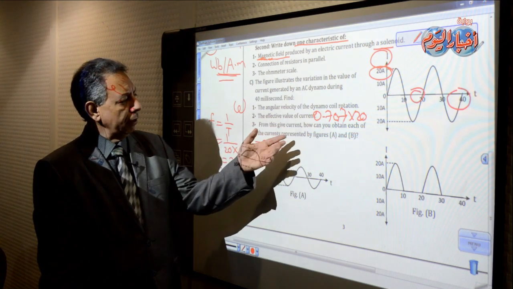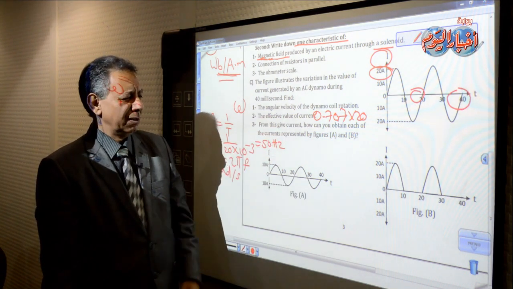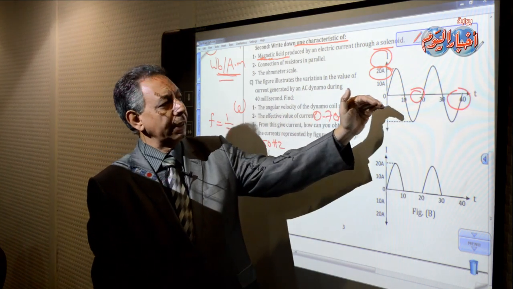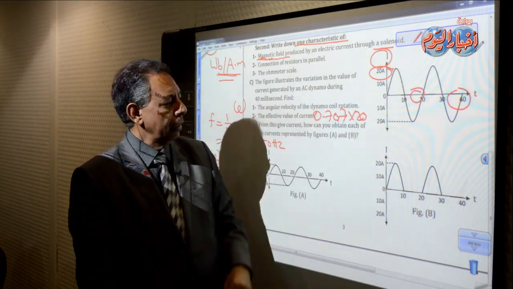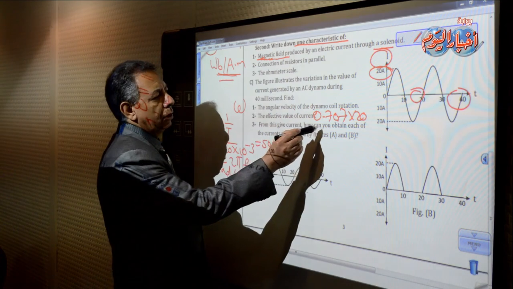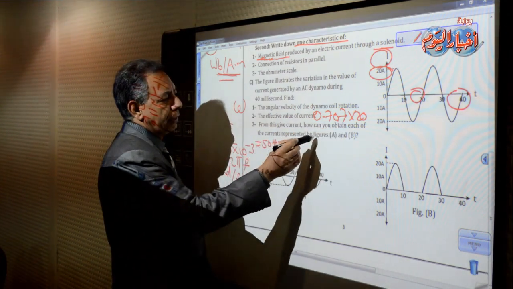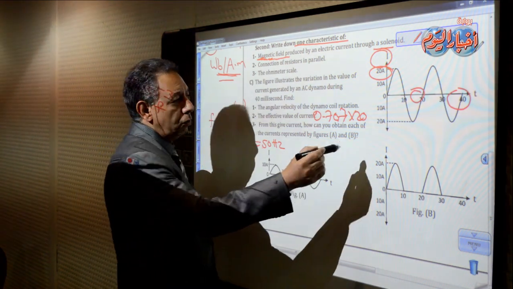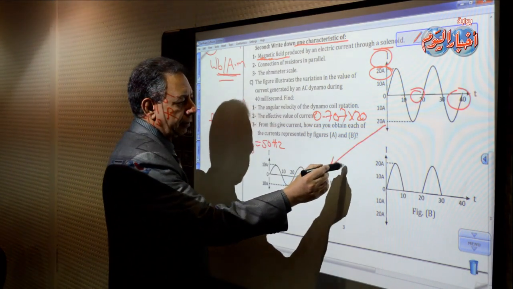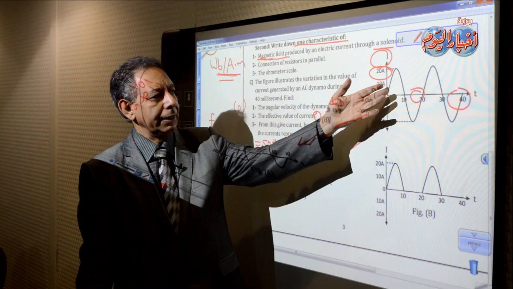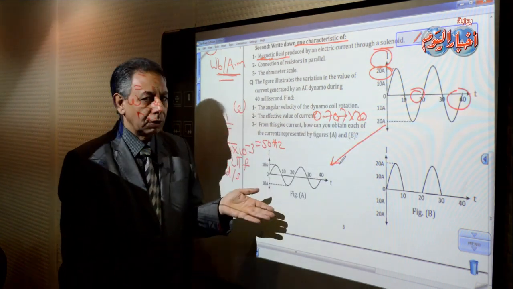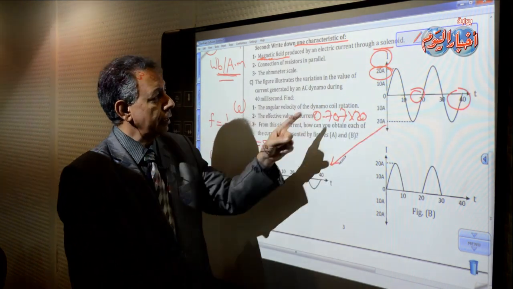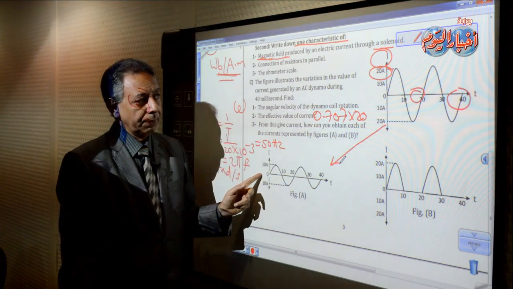From this given current, that is maybe a new question to you. How can you obtain each of the currents represented by figures A and B from the given current? To convert that current to that current. In fact, that is alternating current, AC current, and that is also alternating current, AC current. But how can you convert that to this? 20 amperes to 10 amperes.